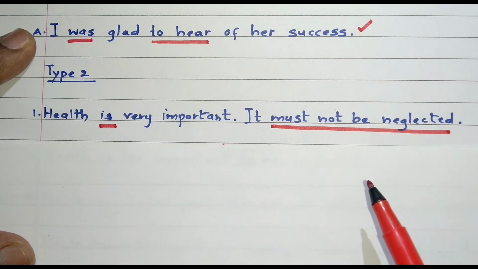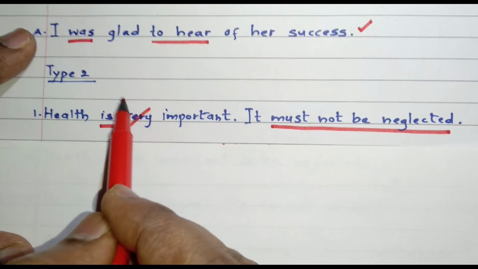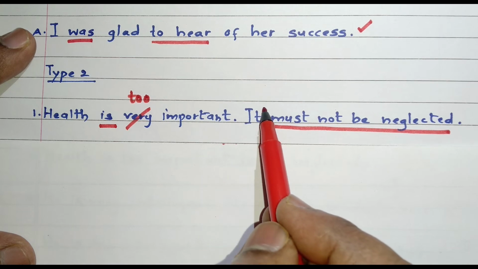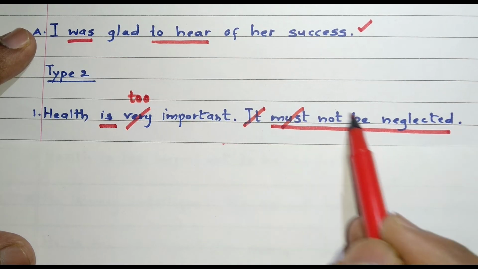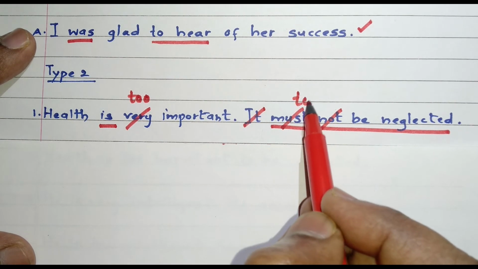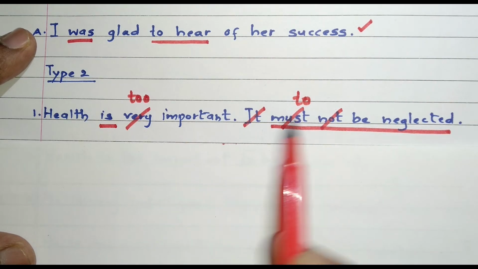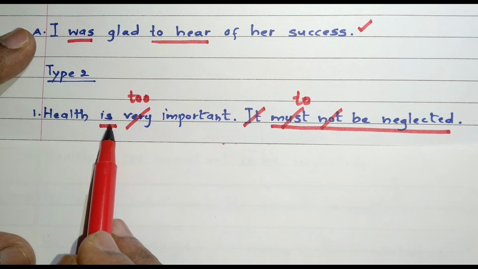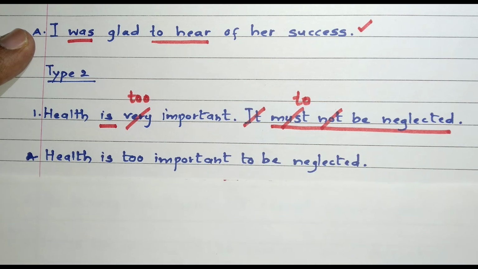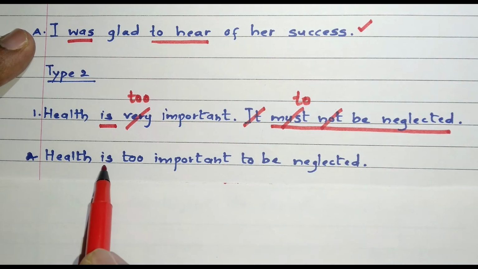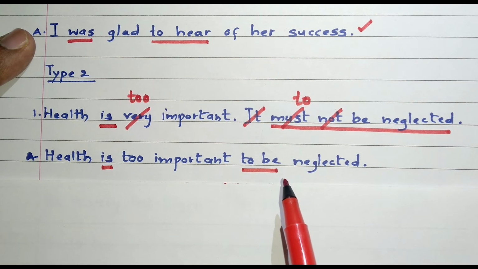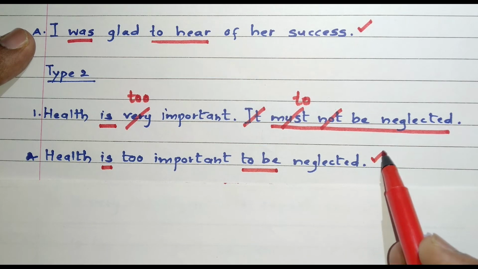So what should we do? We should replace this word very with too, and we should remove the subject and the helping verb and the negative word of the second sentence and replace it with to. That's it, nothing else. Therefore our answer will be, health is too important to be neglected. So this is the answer. Now in this answer, is is the only finite verb. To be is a non-finite verb, it's an infinitive, and therefore our answer is a simple sentence.